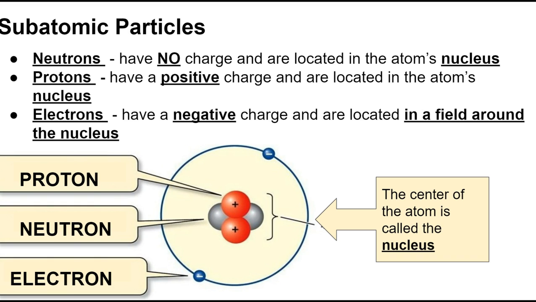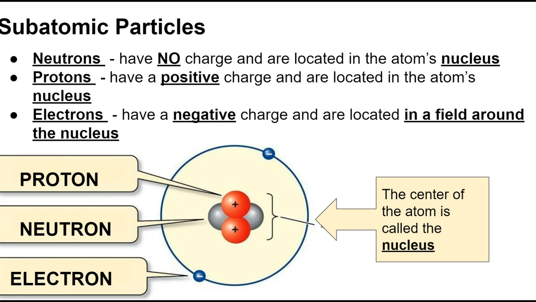We call these particles subatomic particles. There are protons, neutrons, and electrons. Remember, neutrons have no charge and they are found in the atom's nucleus, right next to all the protons. Protons have a positive charge and are also located there in the nucleus. As you saw in that little video clip, there's an intense amount of energy that keeps these together, and they're very hard to separate.